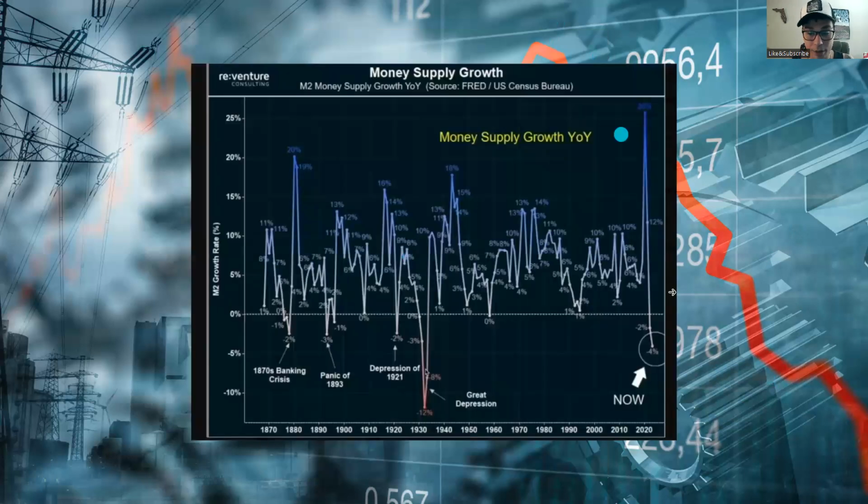If we zoom in a little bit more on that chart now, we can see where we're at now, and we can take a look, and we can see we're below the depression of 1921, below the panic of 1893, and below the 1870s banking crisis. Now, this was the Great Depression. This was the only time that the money supply growth really contracted more than where it's currently at right now.